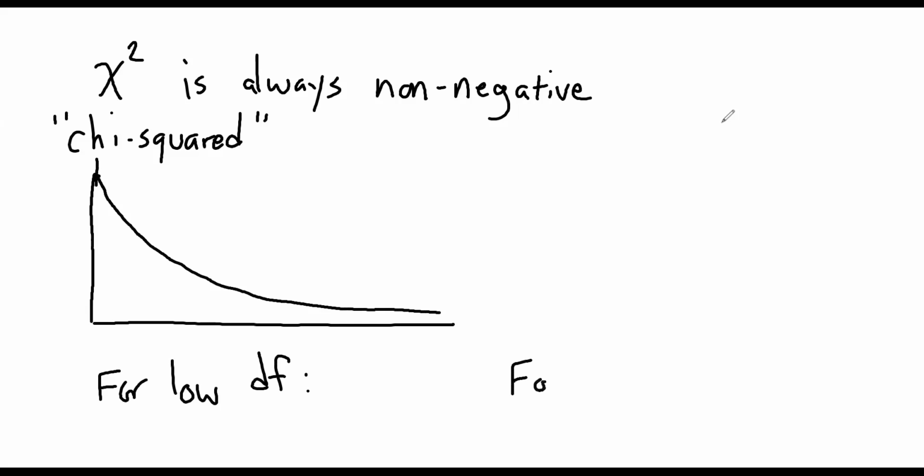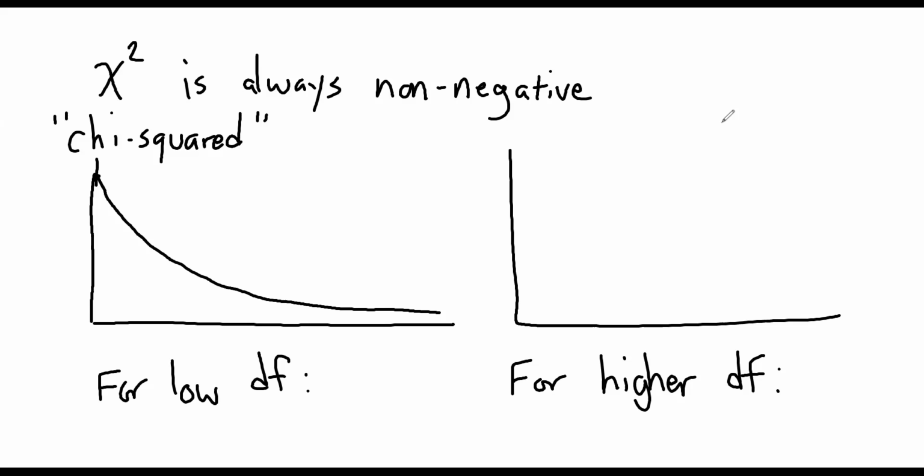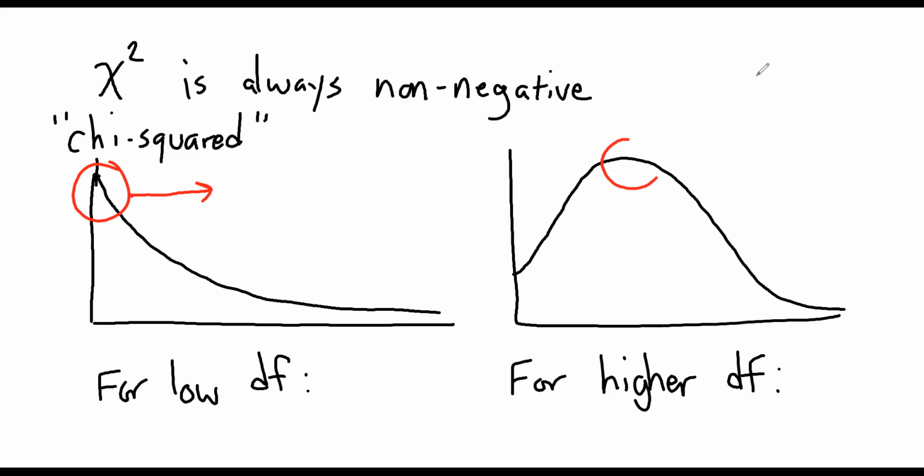But for higher degrees of freedom, it does start resembling a bell curve. And what essentially happens as you raise the degrees of freedom is that this peak, which starts out at 0, gradually moves to the right. And for really high degrees of freedom, we start getting something that looks more like a bell curve. You would get something that looks like this.